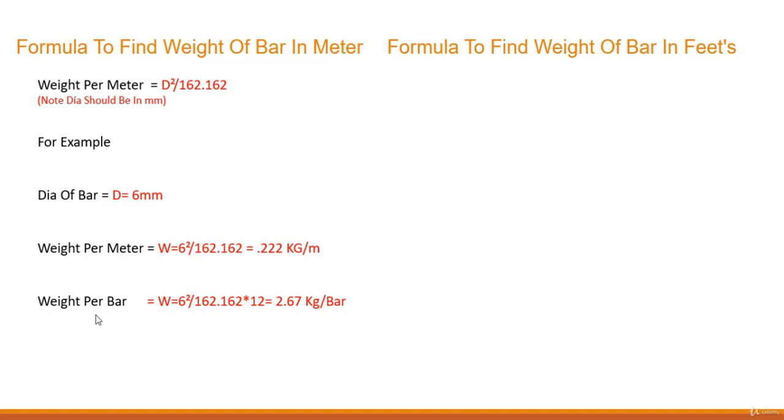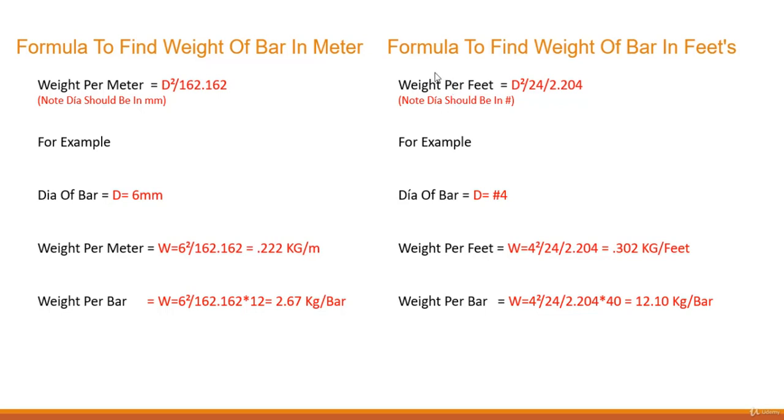Now if you want to find out the weight of the complete bar, in this case W is equal to 6 square divided by 162.162 multiplied by the standard length of that particular bar, and the standard length of bars in meter is 12 meter. So the bar weight will be equal to 2.67 kg if the bar is a 6 millimeter dia bar.